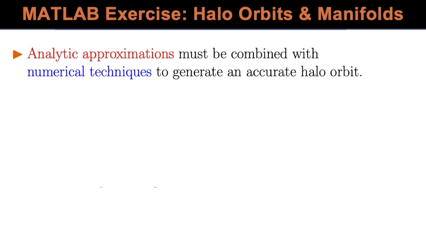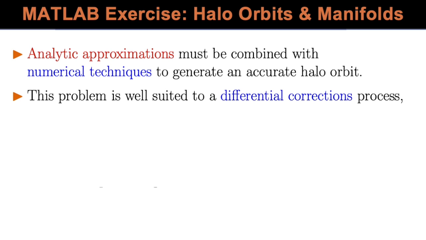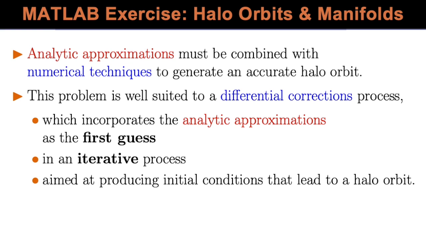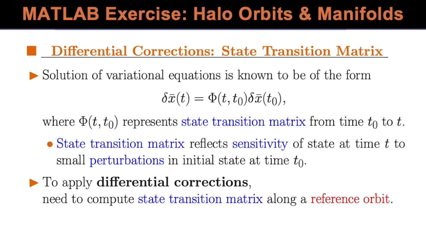So we're combining analytic approximations with numerical techniques to generate an accurate halo orbit. You can't just pick some random initial condition and hope that it's a halo orbit. I've had students do that in class. Terrible results. So this problem is well suited to a differential corrections process, which incorporates the analytical approximation as a first guess, and you iterate on that guess, basically using the state transition matrix. So this is aiming at producing initial conditions that lead to a halo orbit. So we use differential correction.